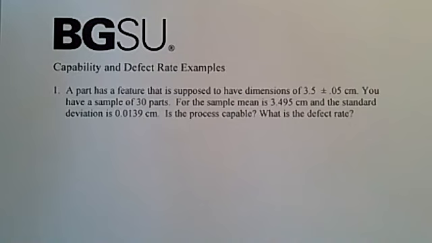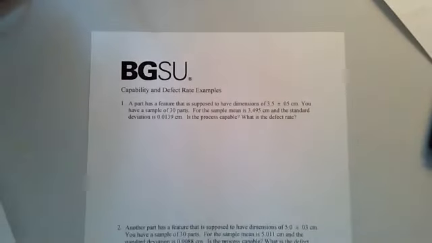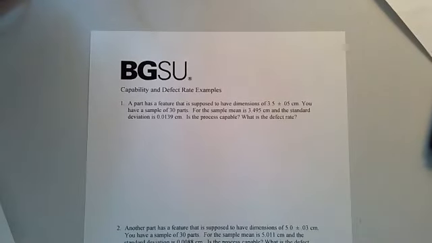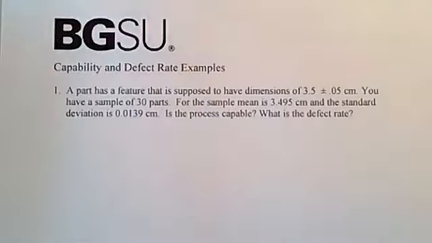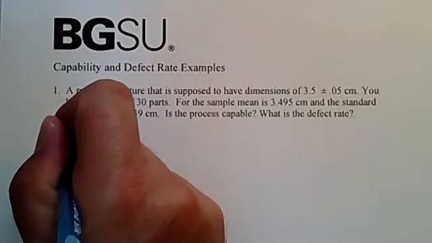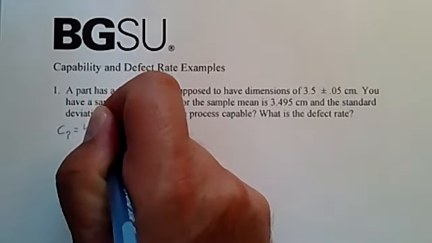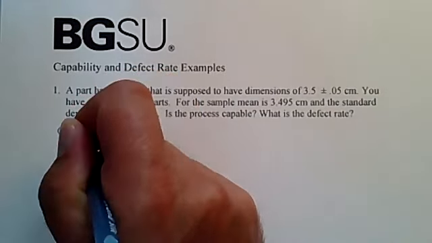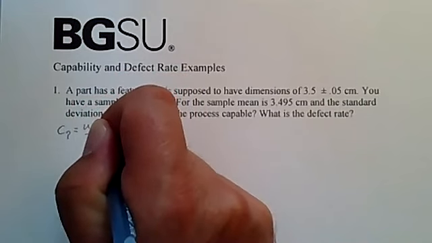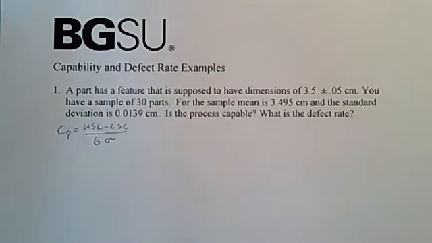Now, whenever a problem asks, is the process capable, what I would like you to do is find both the Cp and the Cpk. So that's what we're going to find first, is the Cp and the Cpk ratios. So the Cp ratio is equal to the upper specification limit minus the lower specification limit divided by 6 times the standard deviation of the process.